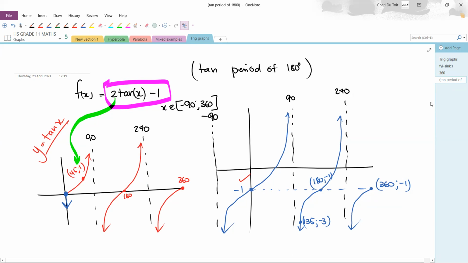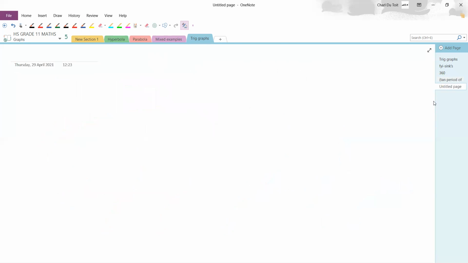Now we're going to start moving graphs left and right. I don't think there's any trig graphs in your assignment, eh? I'm not sure. I had a quick look at it. I don't even know where it is now.